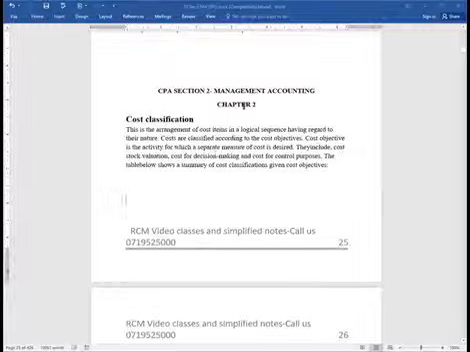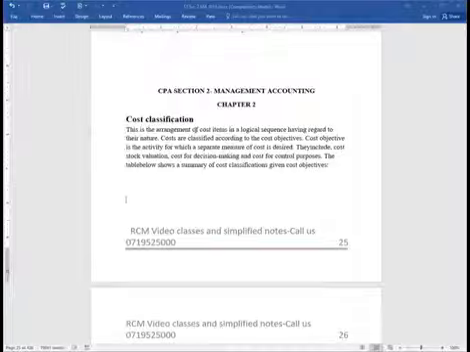So cost classification. To classify, we are told here, is to arrange. So cost classification is the arrangement of cost items in a logical sequence having regard to their nature. Costs are classified, we are told, according to their cost objectives. Cost objective is the activity for which a separate measure of cost is desired.